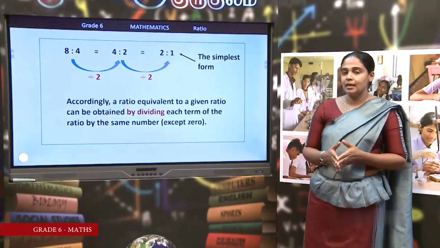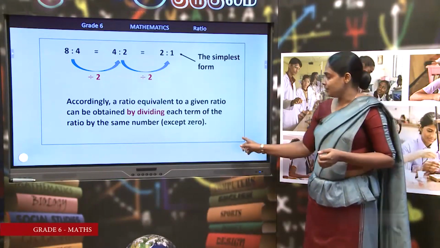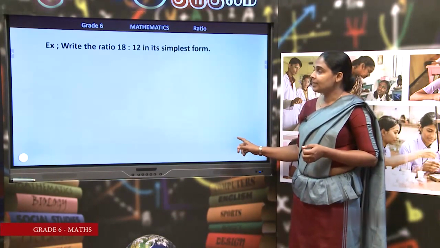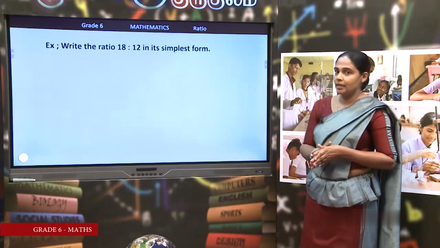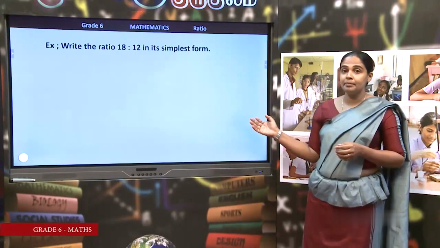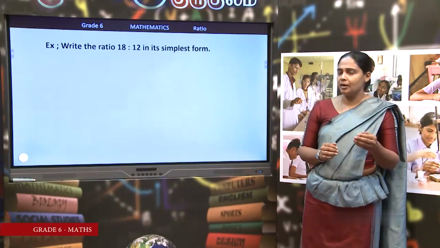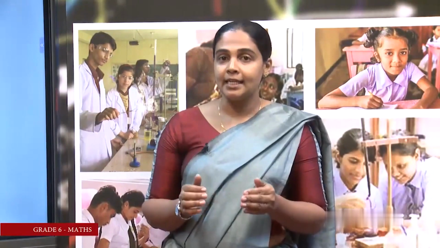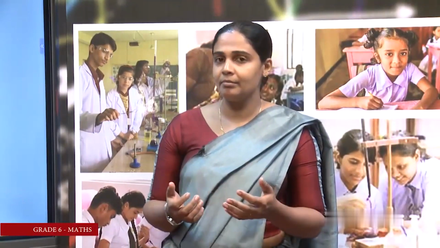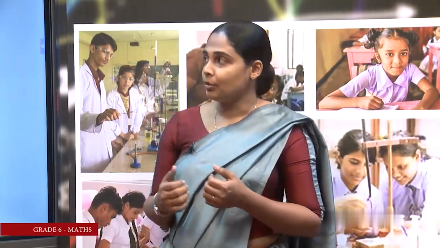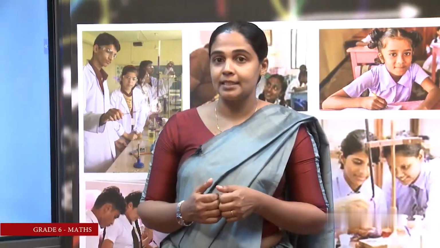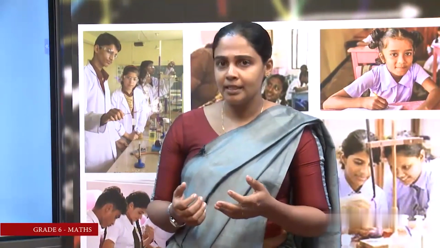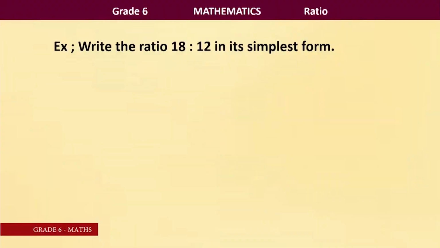Now let's do some examples. Are you happy to do? Then let's go to the next one. Write the ratio 18:12 in the simplest form. Now you can do it. How can you write down the simplest form? Use the method of division. 18:12, what are the numbers you can use to divide? Both are divisible by 2, and also they are divisible by 3 and by 6. How can you write your answer?